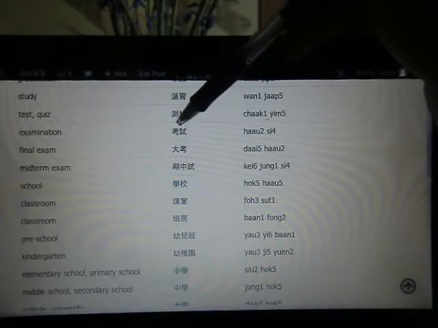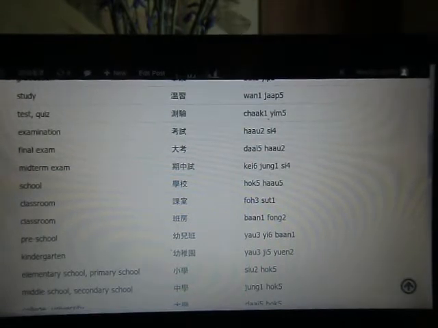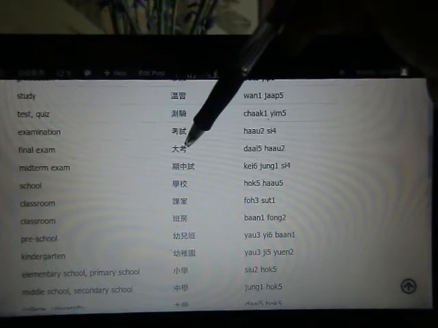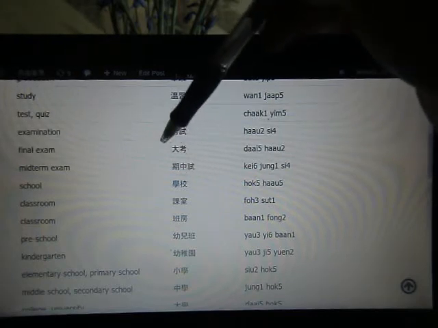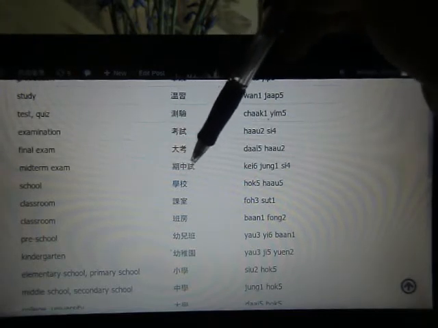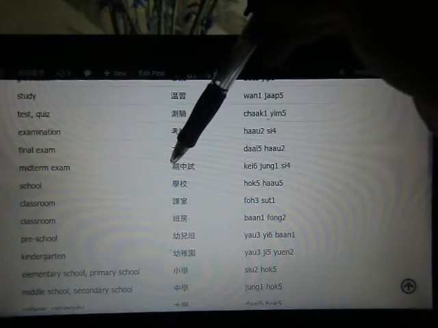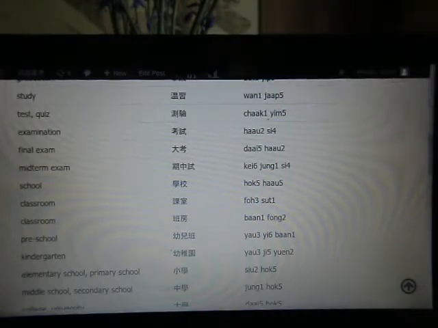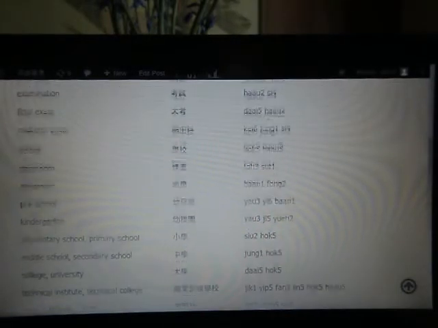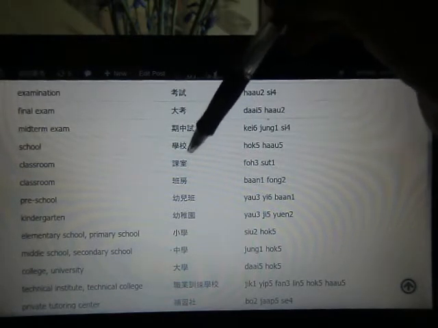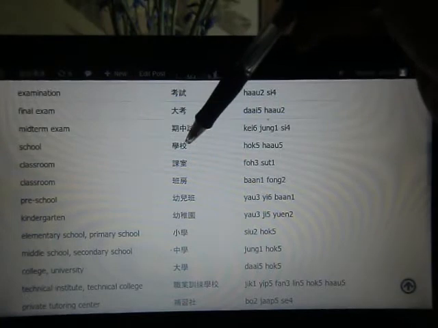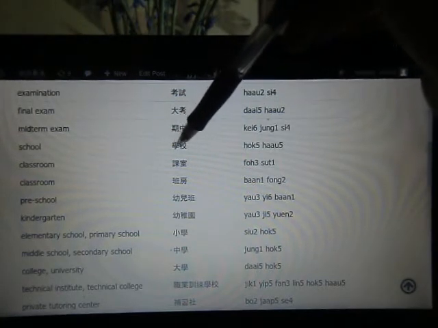考試 is examination. And then we have 大考, the final exam. 大 means big. It's the final test, the big test. And then the midterm exam is 期中試. 中 means middle. 期 means the period. So the middle of the period is 期中試, the midterm exam. And then 學校 means the school.